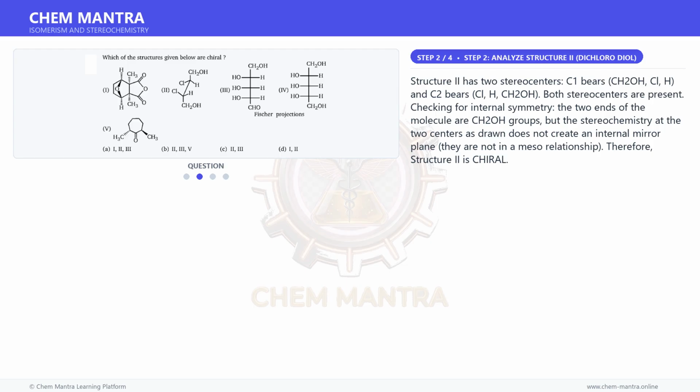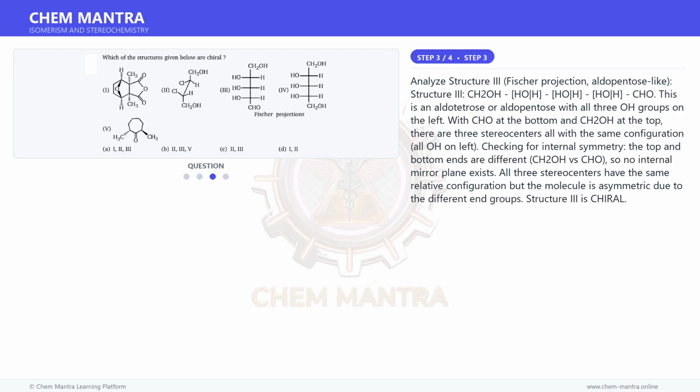Structure 2 has two stereocenters, C1 bears CH2O, ClH, and C2 bears ClH, CH2O. Both stereocenters are present. Checking for internal symmetry, the two ends of the molecule are CH2O groups, but the stereochemistry at the two centers as drawn does not create an internal mirror plane. They are not in a meso relationship. Therefore, structure 2 is chiral. Moving on to the next step.